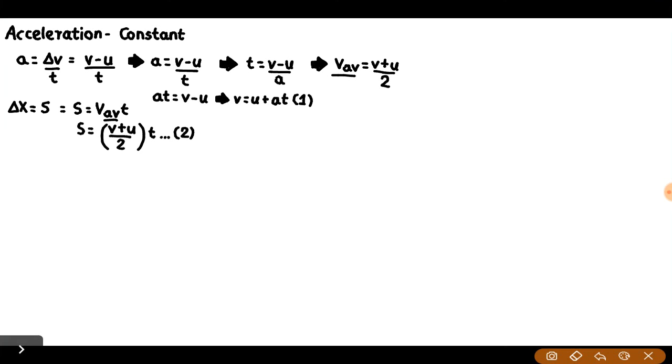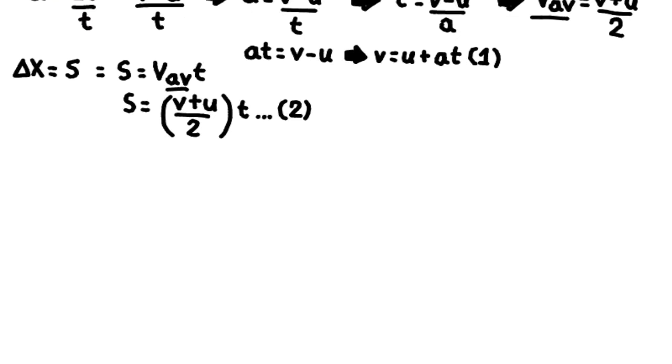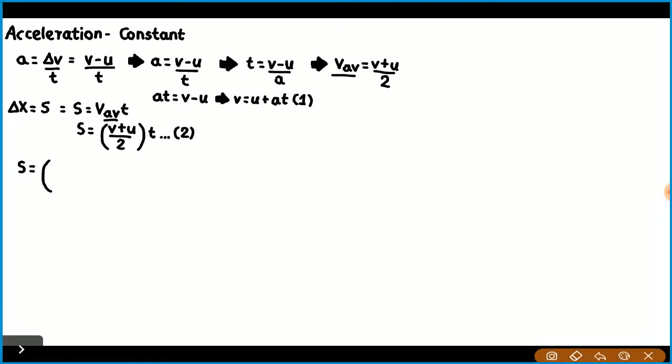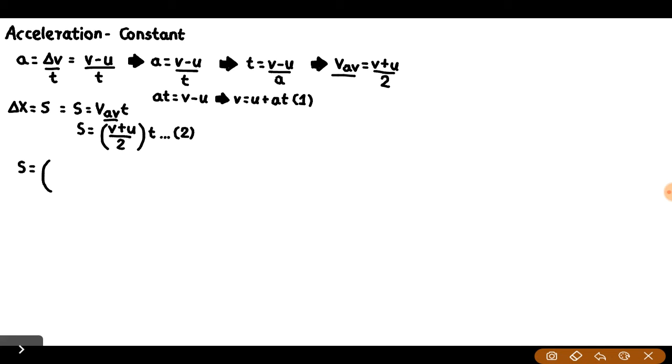After we have put it here, if we put the acceleration formula, then we can change the time and velocity. Now let's use it properly. Next, we are checking the third formula. S must be displacement, or delta x. Then we can write v, which must be u plus at, and v plus u over 2.